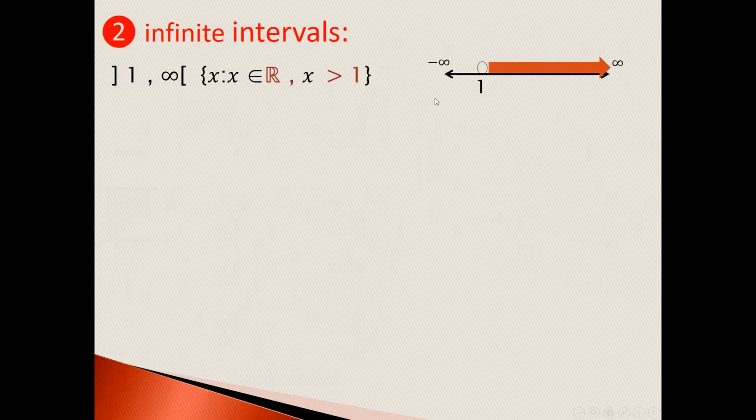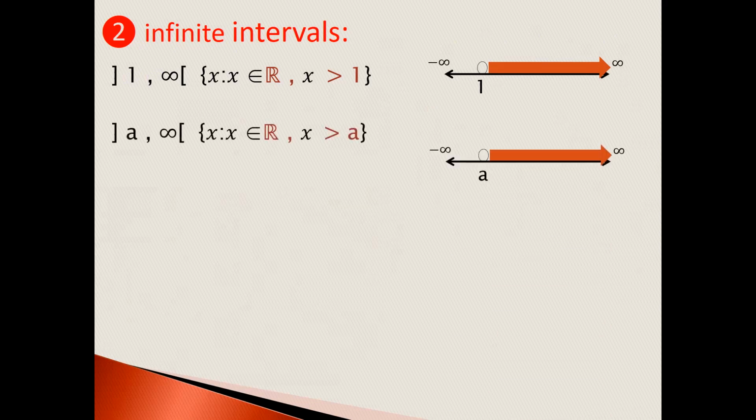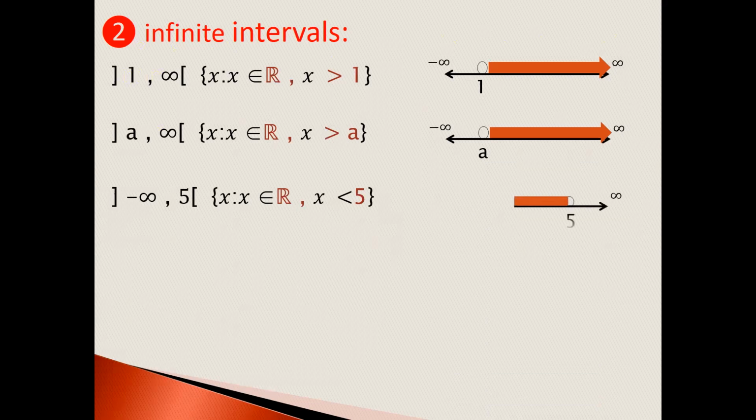Here I have a number line of 1 and infinite. 1 will be positive. So positive infinite, I go to the right, not left. Here I have negative infinite.